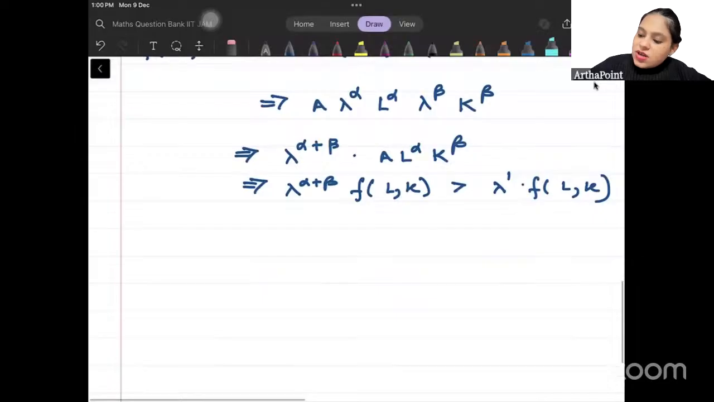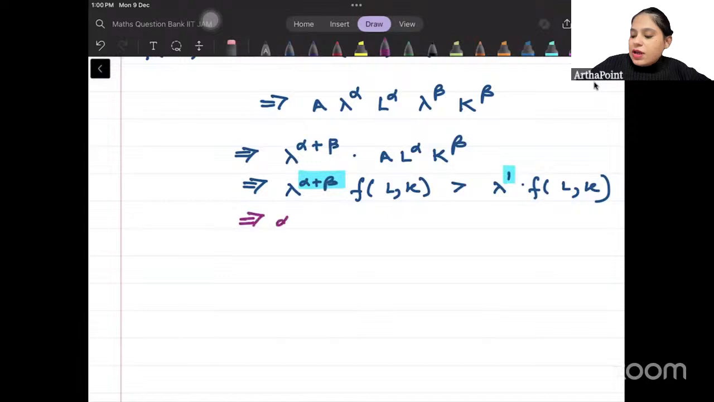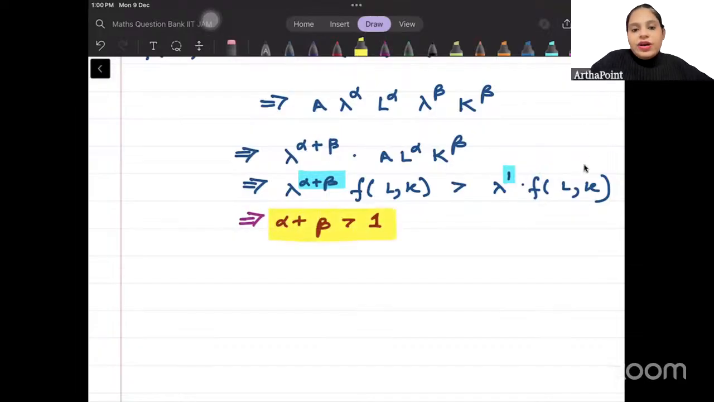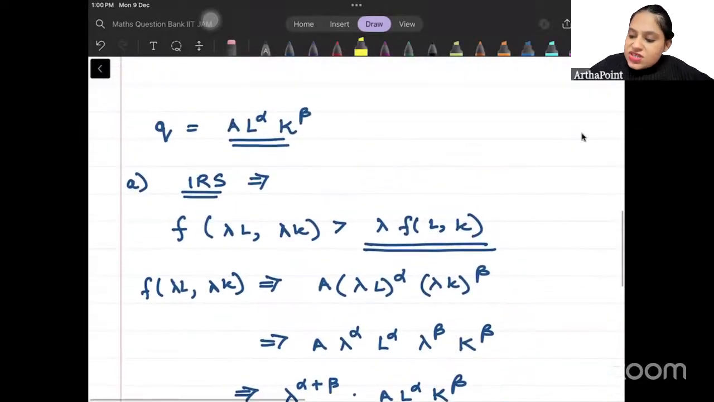So if I just compare the powers, this will be possible when alpha plus beta is greater than 1. So we can say that this is my condition for IRS. My IRS condition is that the sum of the powers in the Cobb-Douglas function should be greater than 1. Okay. Now you can do the same thing.